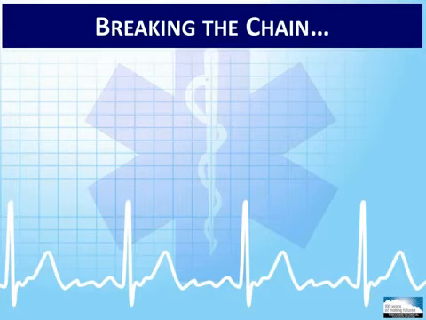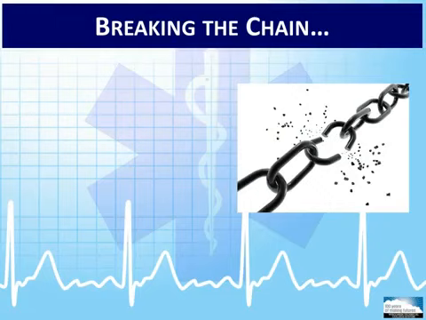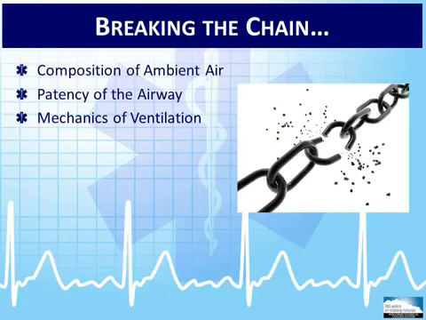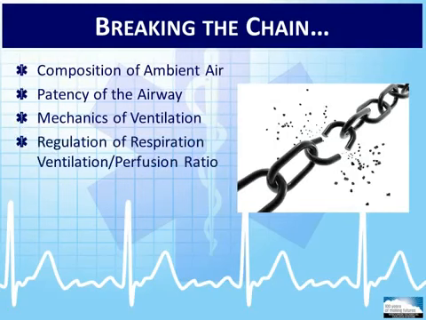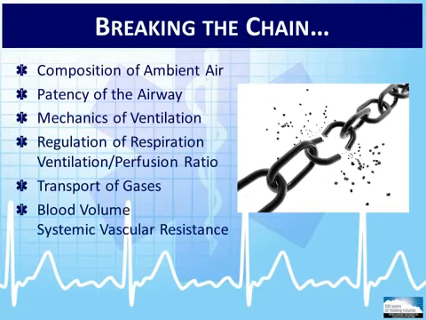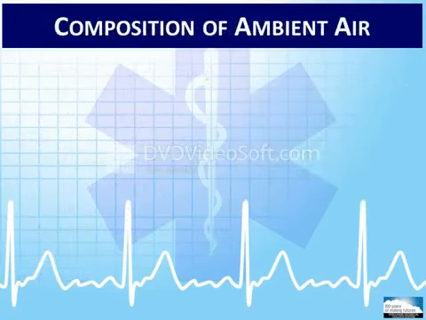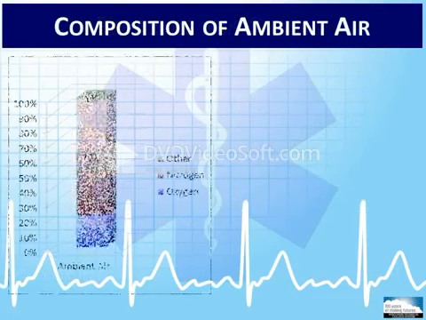For this reason, the life support chain can be a fragile thing, and a break in one link of the proverbial chain can spell disaster for the entire system. This life support chain relies on the air we breathe, a patent airway, the ability to ventilate, the ability to respirate, the movement of gases throughout our bodies, the amount of blood in our circulatory system, especially when compared to the relative capacity of the circulatory system itself, the health of the heart, and the maintenance of the body's acid-base balance. Our life support chain begins outside the body with the air we breathe.